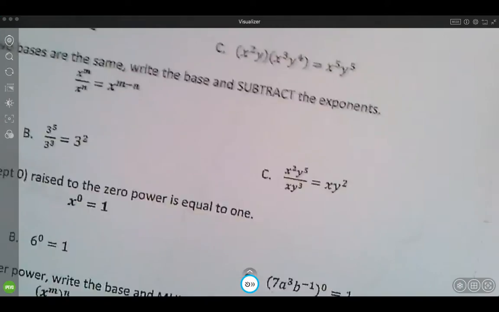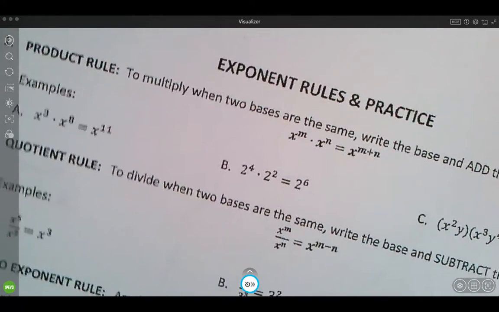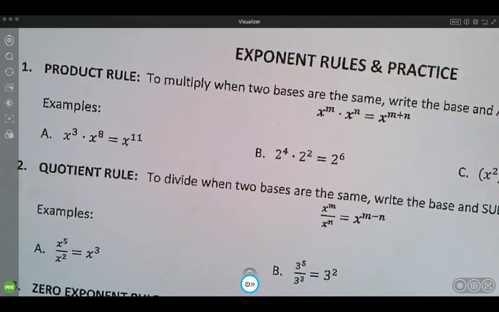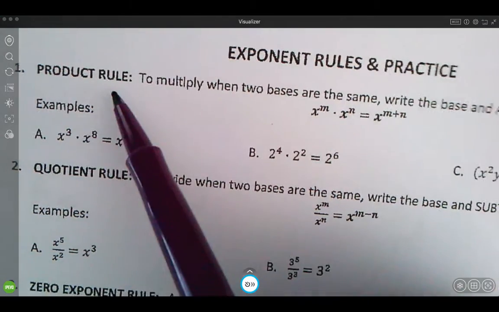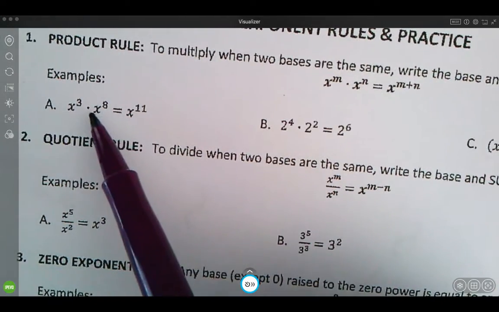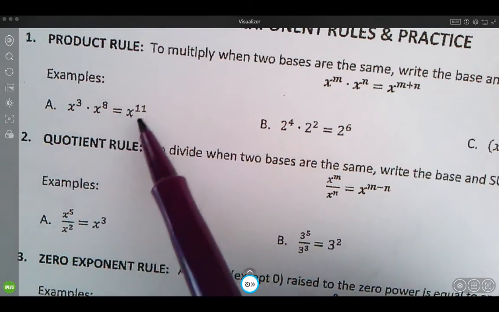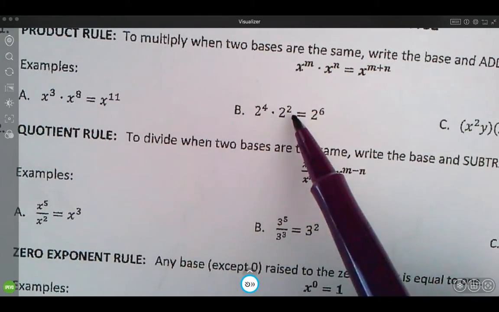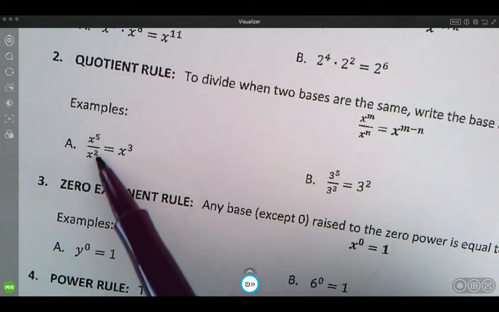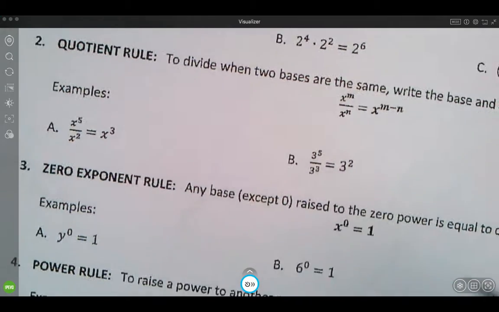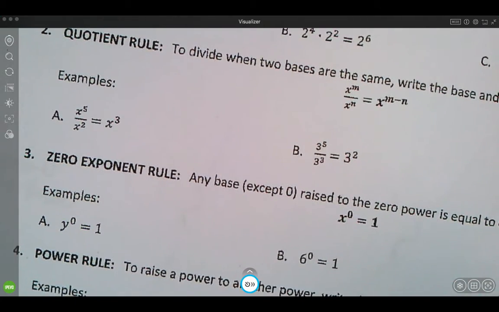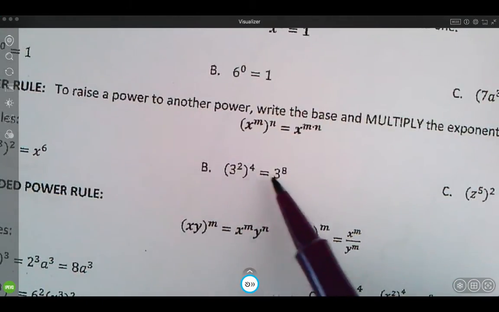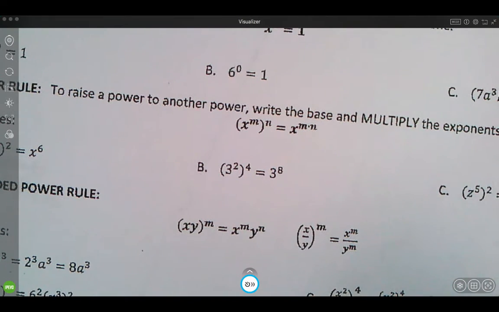I think I have examples here, again it's more redundant. The product rule, just add the exponents: 3 plus 8 is 11, 4 plus 2 is 6. Quotient rule, subtract them, and then there's another page. Where's the power to a power? Multiply them. Okay, so that's today's video reference.